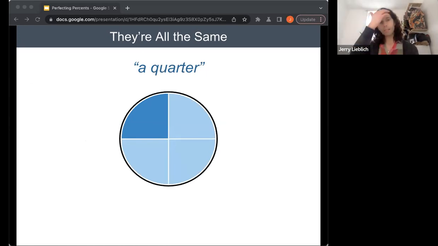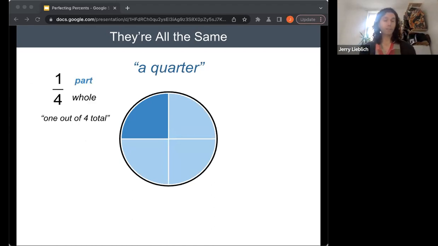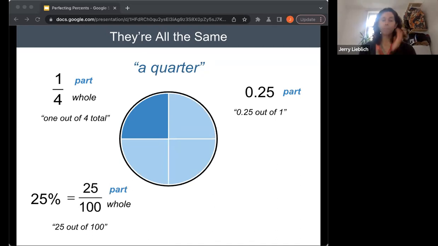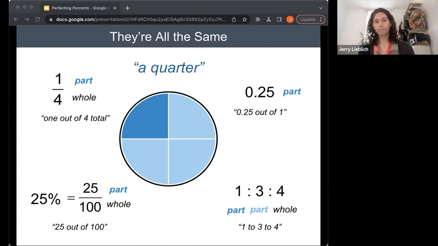And if I'm talking about a piece of this circle, for instance, I can express that in a couple different ways. One is as a fraction, which is the part over the whole. Another is as a decimal, which is just the part out of one. The one we're focusing on today are percents, which is the part out of 100. Part over whole equals percent over 100. This is the equation we're going to use a lot today. Or you can use a ratio, which relates different parts to each other and to the whole.